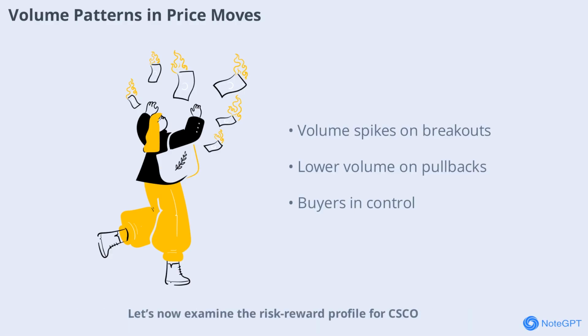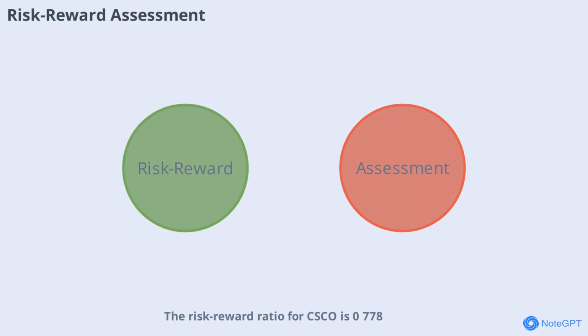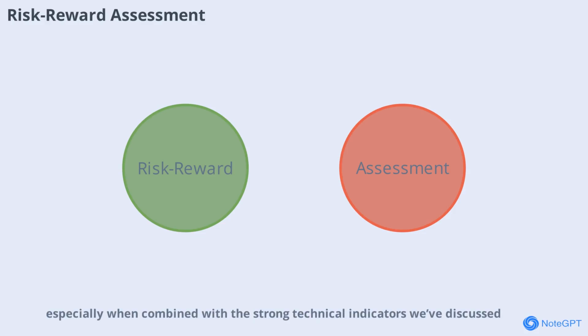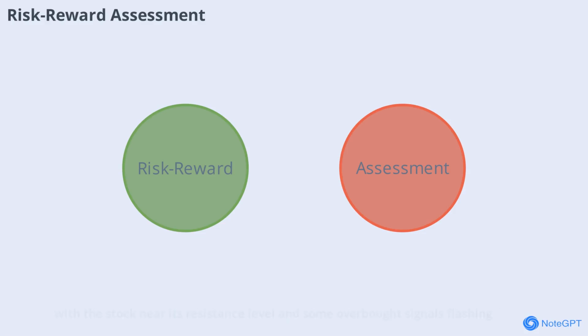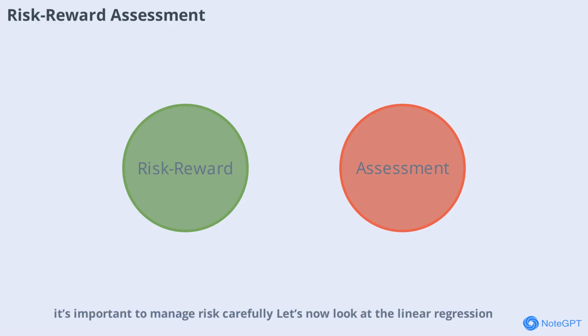Let's now examine the risk-reward profile for CSCO. Risk-reward ratio for CSCO is 0.778, indicating that the potential reward slightly outweighs the risk. This is a favorable setup for traders, especially when combined with the strong technical indicators we've discussed. However, with the stock near its resistance level and some overbought signals flashing, it's important to manage risk carefully.